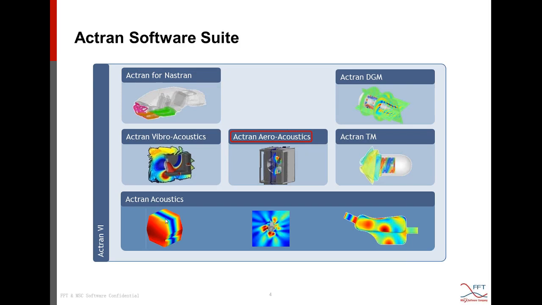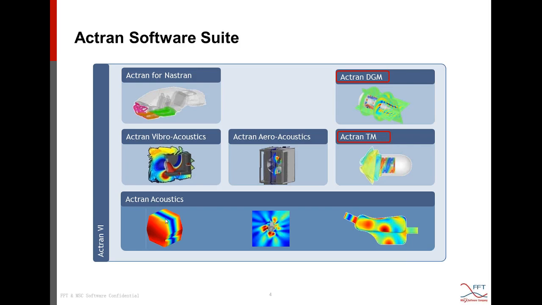And in the middle, we have Actran aero-acoustics. It solves general broadband flow-induced noise or fan noise containing both tonal signals and broadband signals. To solve aero-acoustic problems, we need to couple Actran with a commercial CFD code. So the CFD code will solve the turbulent flow, and Actran reads the turbulent flow, generates noise sources using acoustic analogy, and then does the acoustic propagation.